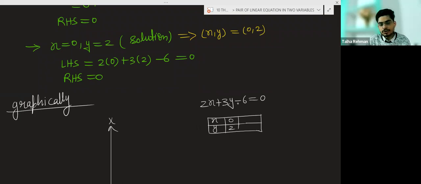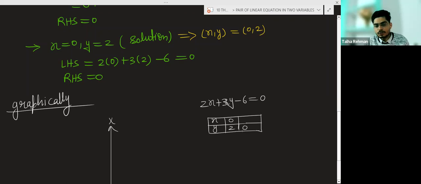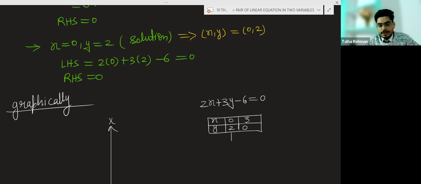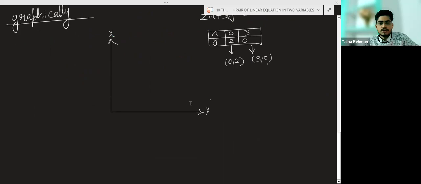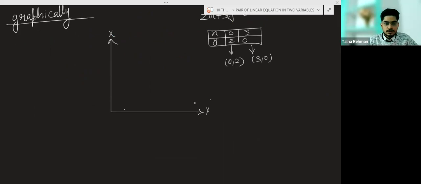Put y is equal to 0. Then it becomes 2x minus 6, so 2x is equal to 6, and x will become 3. So we are getting 2 points. One point is 0 comma 2, another point is 3 comma 0. Now we will plot these points on this graph. So this is 1, this is 2, this is 3, 4, this is 1, this is 2, this is 3, this is 4.